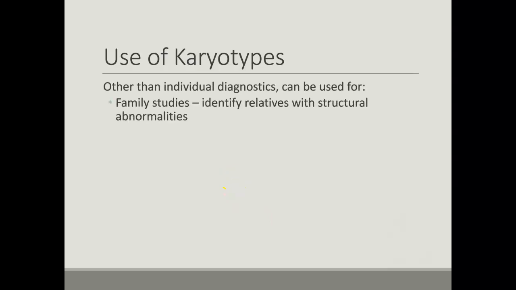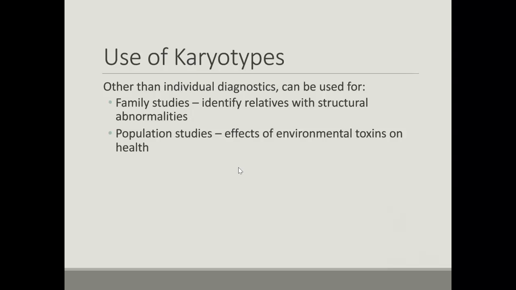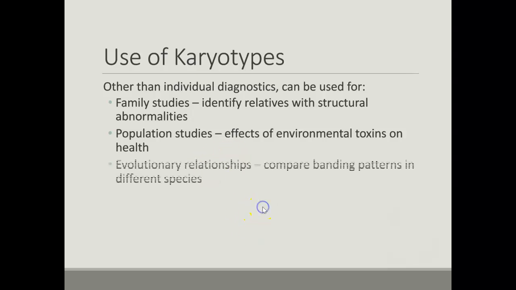So we can use them for other things, not just medical diagnostic studies. We can use them for family studies. So if we have someone who has a structural chromosomal abnormality, it was likely inherited from a relative who also had a structural abnormality in that chromosome. And so we can identify relatives this way. We can look at population studies. We can look at the effects of, let's say, an environmental toxin on health. We can examine whether children being born to parents who live in certain areas that are exposed to pollution, perhaps their offspring have some of these structural abnormalities.